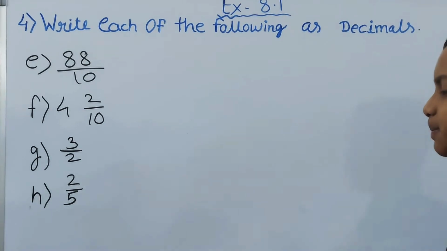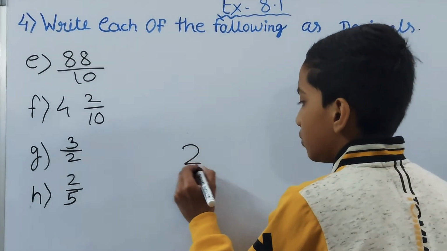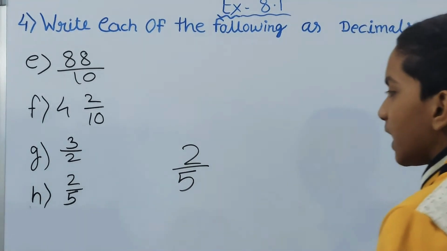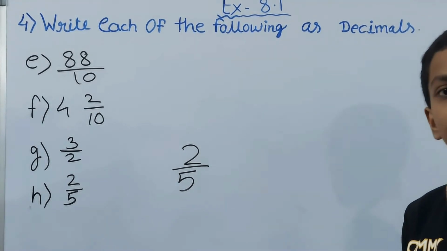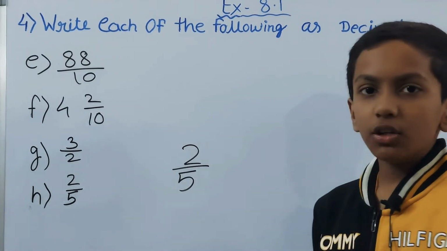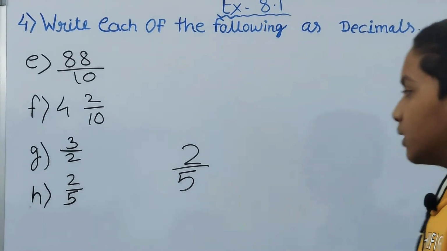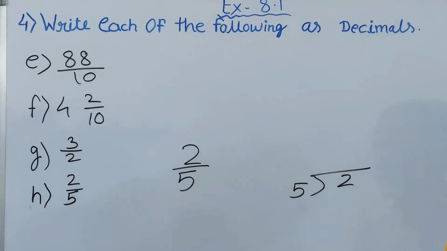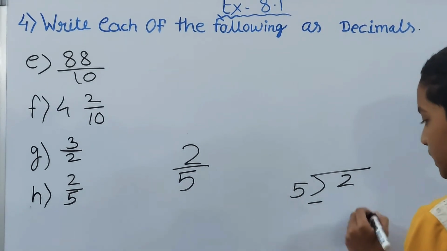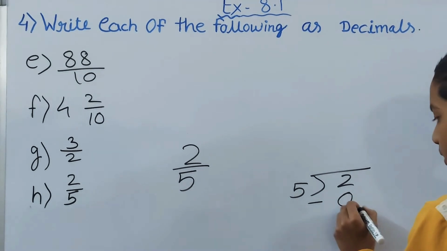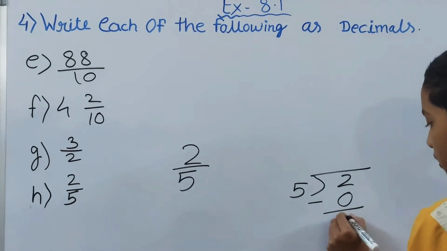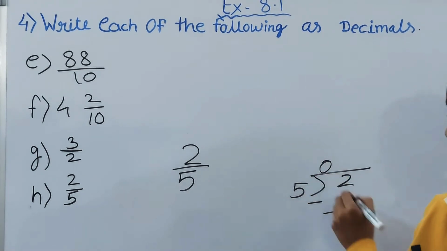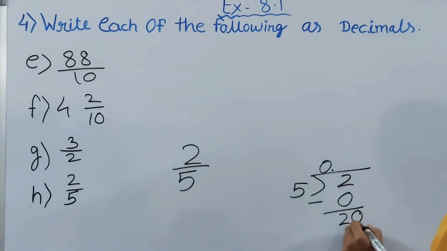Solve the H part. So this H part is 2 upon 5. Again we have to do the decimal division over here, as we are having no zeros in the denominator. So let's divide. We will divide 2 by 5, as we are going to divide the numerator by the denominator. So now let's quickly divide. 2 does not come in the table of 5. So we will put a 0, subtract 0 from 2, and this goes 0 times. Now we will put a point here, and we will put a 0 here.